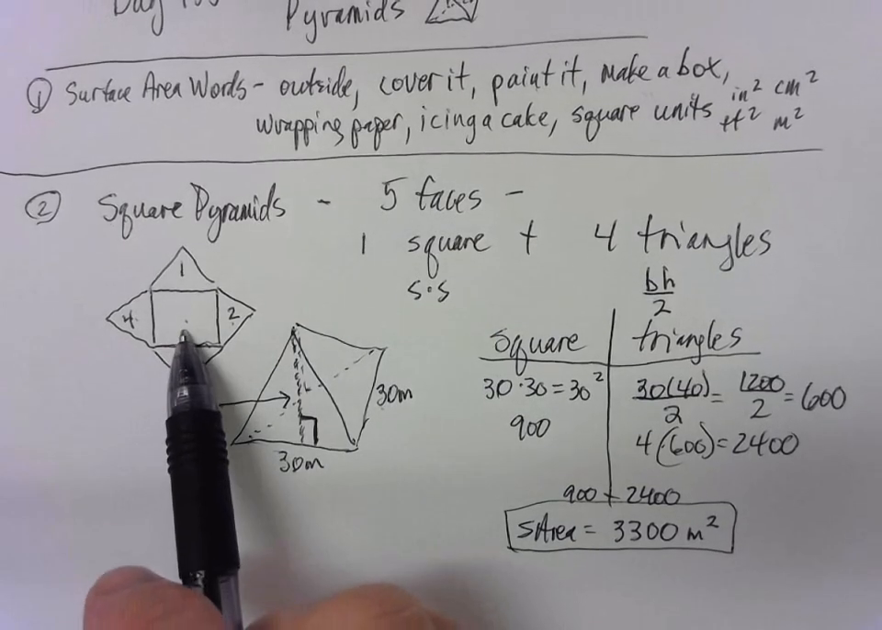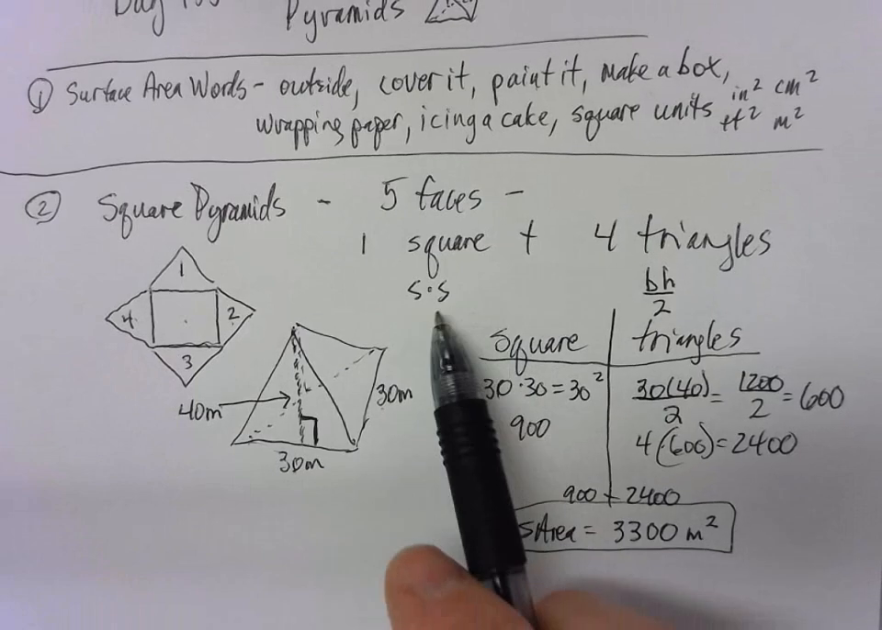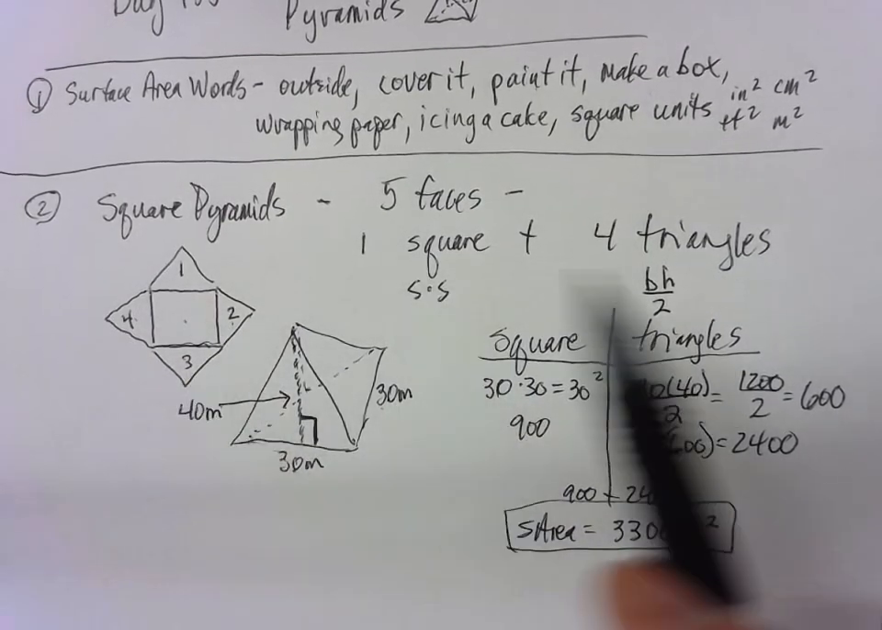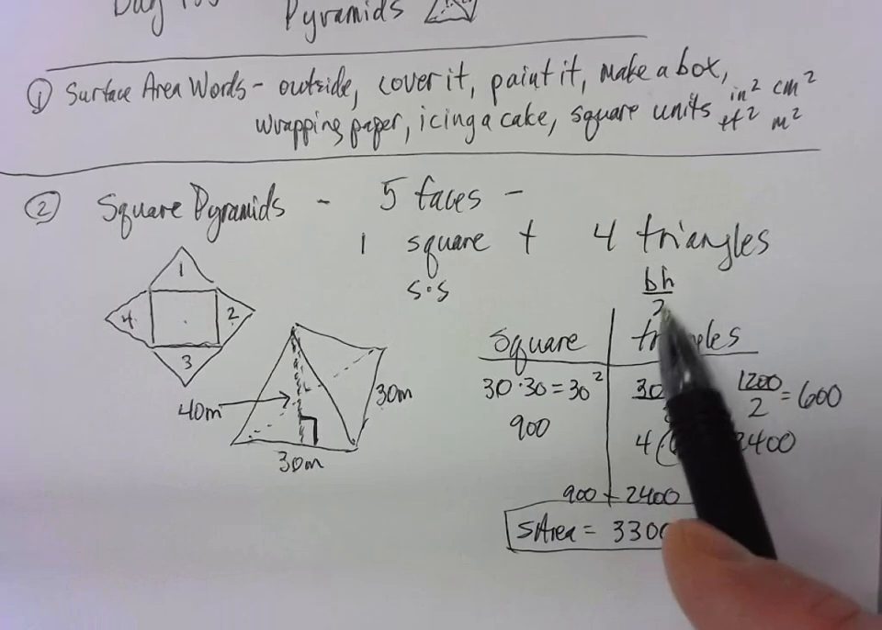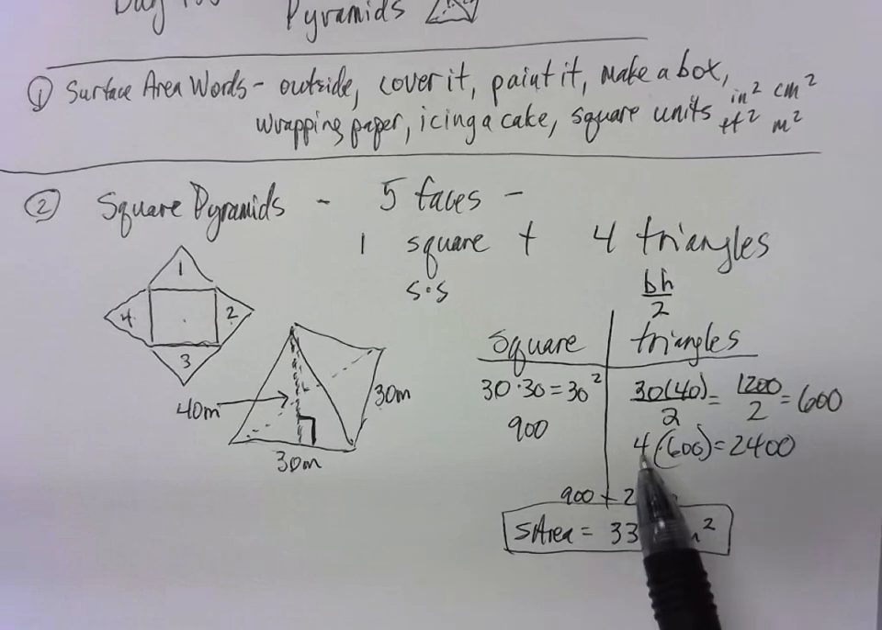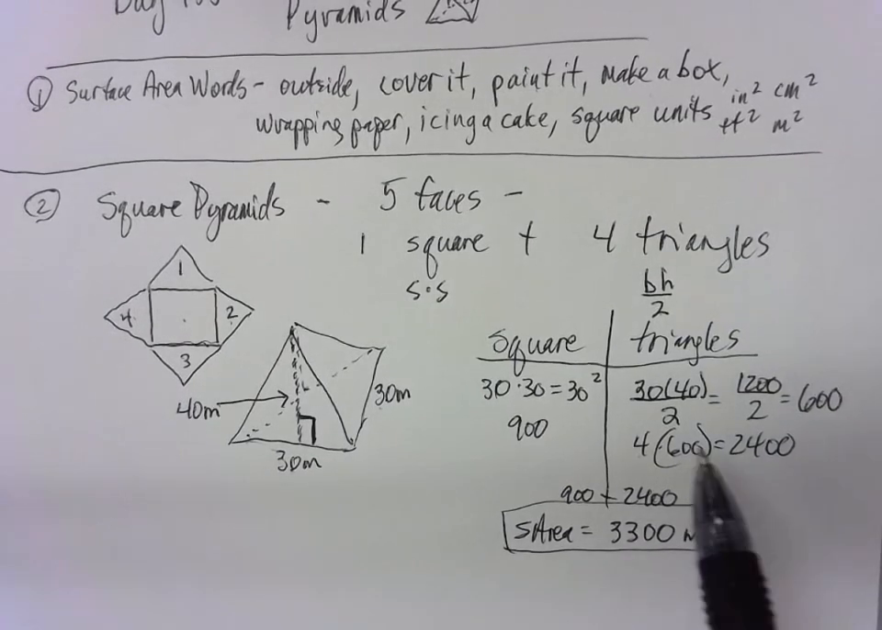So find the area of the square by doing side times side. Find the area of any of the triangles, because they're all the same, so just find the area of one of your triangles, base times height divided by 2. When you get the area of one of them, you can just multiply it by 4, and then you've got it.